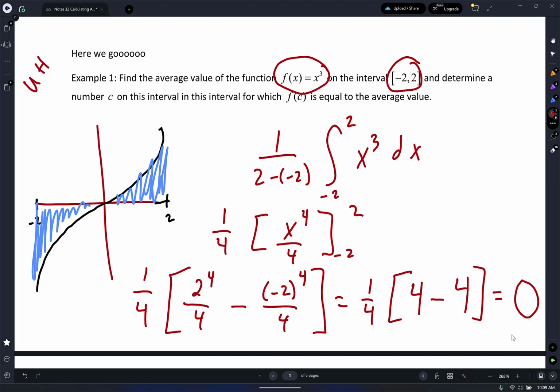Cool. Now it also tells me to determine the number c, so that just means some x value on this interval for which f of c is equal to the average value. So they want to know, where is f of c, which is c to the 3rd power, equal to 0? Pretty much what this means, in case you're wondering what's with all the letters, is: when does this function hit the average value of 0? It hits it at the origin. They said the letter c, so let's put c equals 0. C is some specific x value. The number c is 0. Does that make sense, guys?